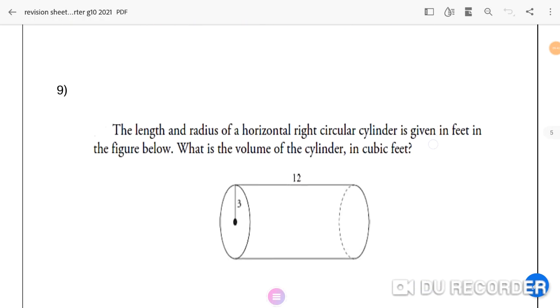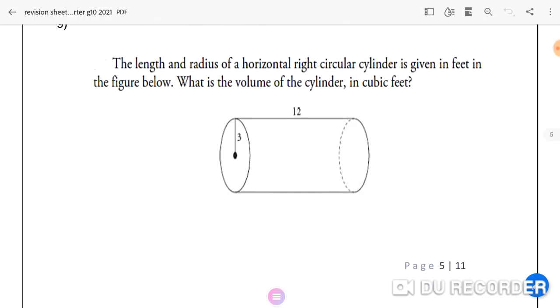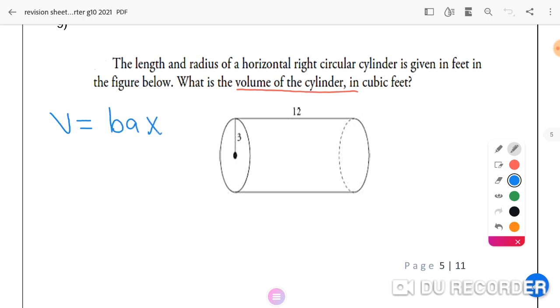Let's go further. Here we have a cylinder, okay, and the length and radius of a horizontal right circular cylinder is given in feet in the figure below. What is the volume of the cylinder in cubic feet? Okay, since we are required to find the volume of the cylinder, I think the first step is to write down the formula. How to find the volume of the cylinder? The volume of the cylinder simply equals base area multiplied by height.